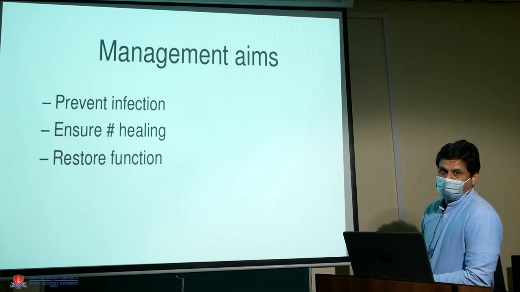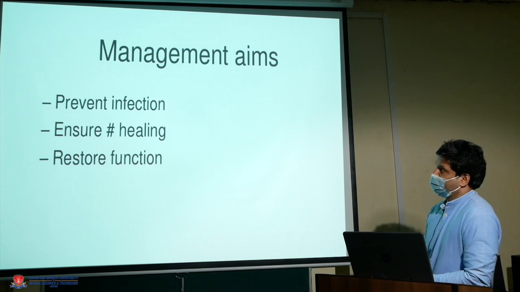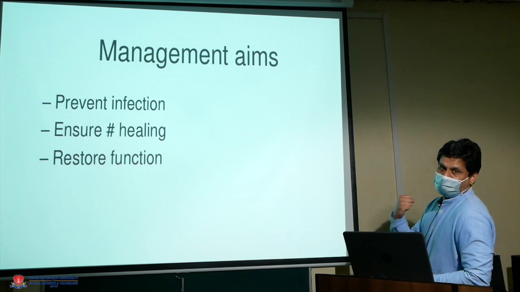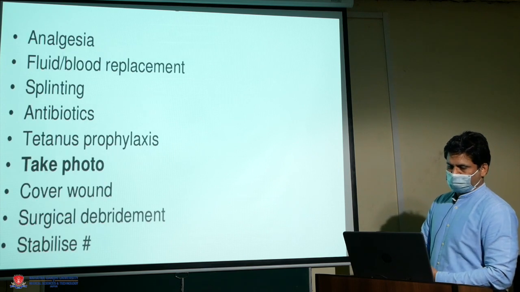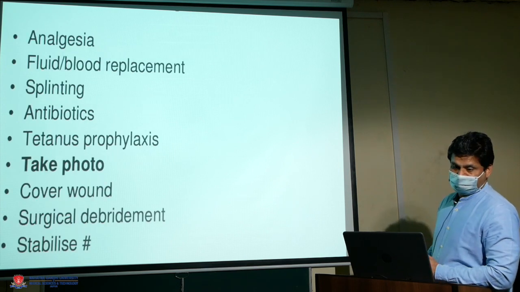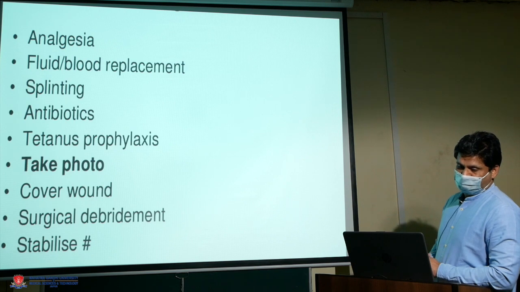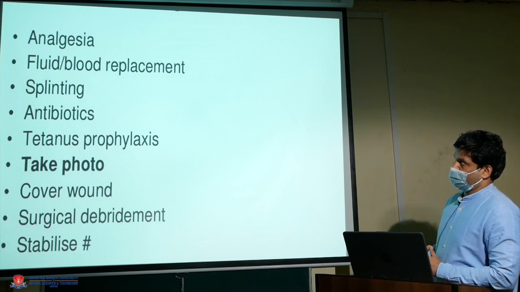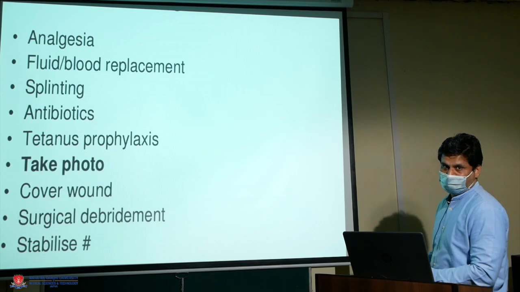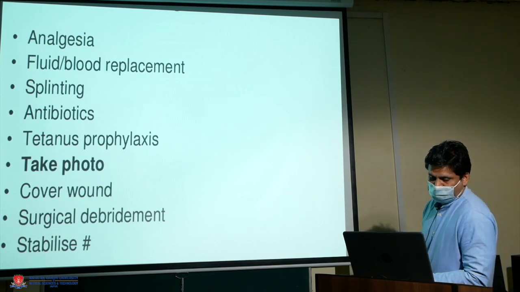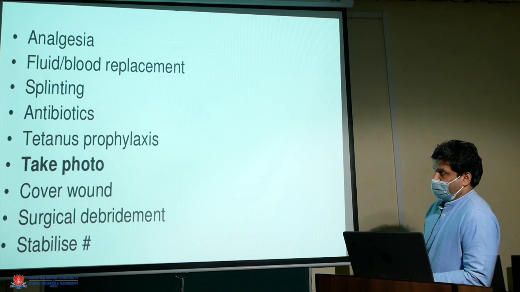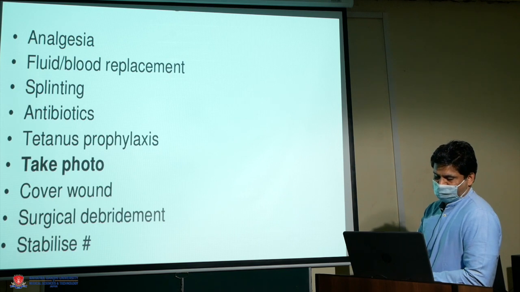So how to manage it and what is the management aim? First we have to prevent the infection, then ensure the fracture healing and restore the function of the bone and joint. How can we do it? First give analgesia for the pain relief, and if any fluid and blood loss is there, then replace it. Do the splinting of the fracture, give antibiotics, tetanus prophylaxis, take photos of the wound, then clean the wound, debride it and cover, then do the surgical debridement and stabilize the fracture.